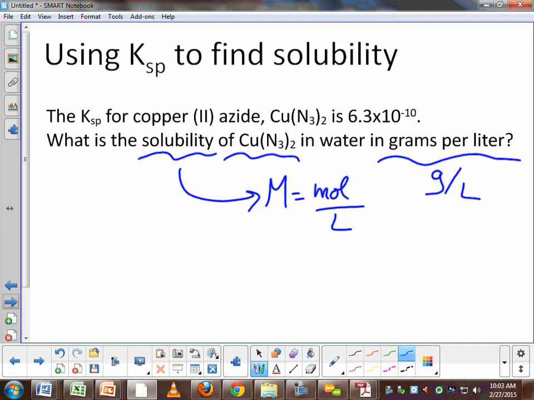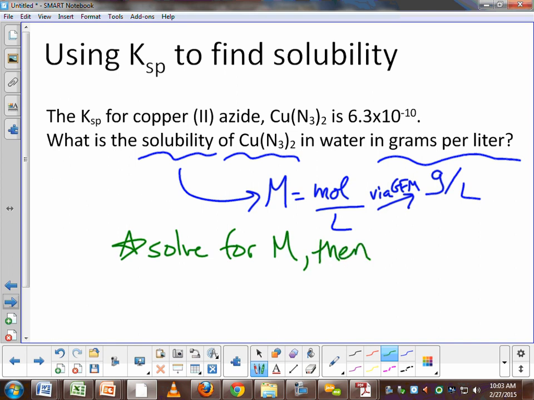This question is asking for solubility, however, in grams per liter. I'm hoping that you see that there's an enormous relationship between molarity and the unit that the question is actually asking for, and that we would go between grams per liter and moles per liter via gram formula mass. That's really the only conversion we would have to do. This is important for us because it means that instead of trying to solve directly for grams per liter, we want to solve for molarity, then convert to grams per liter.